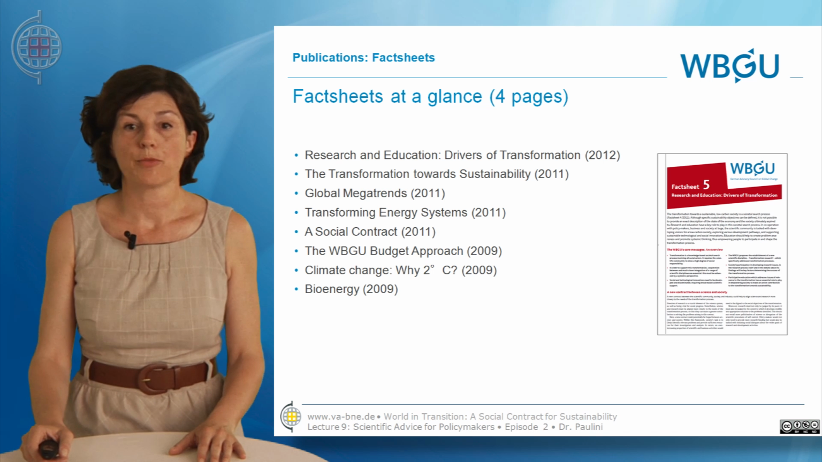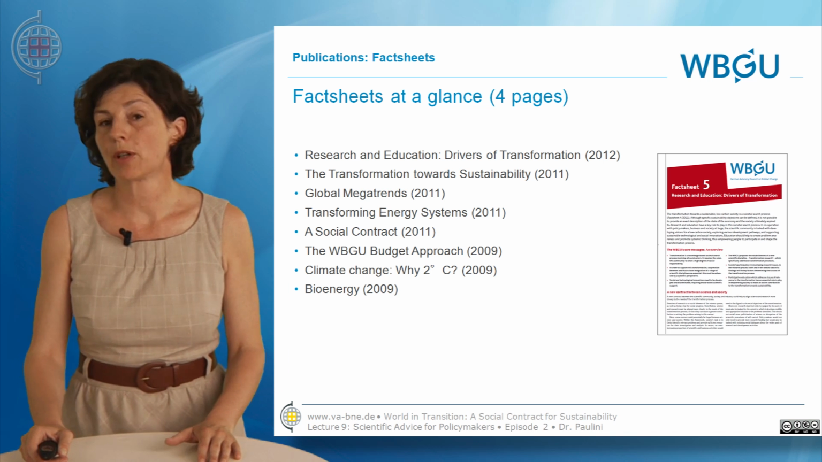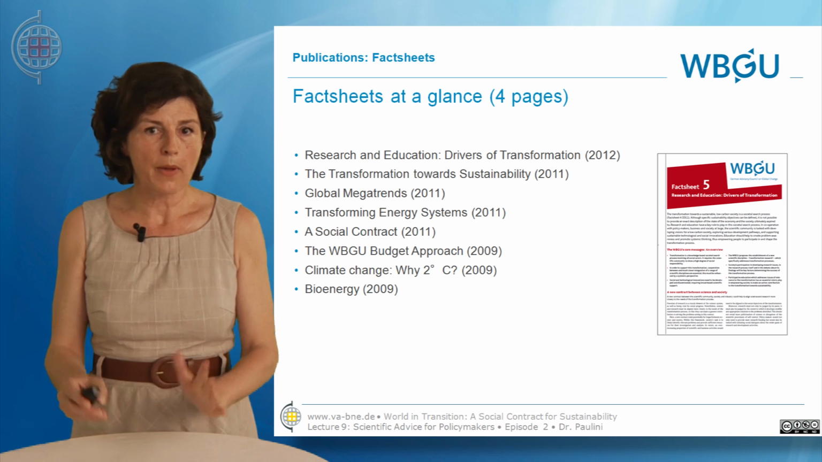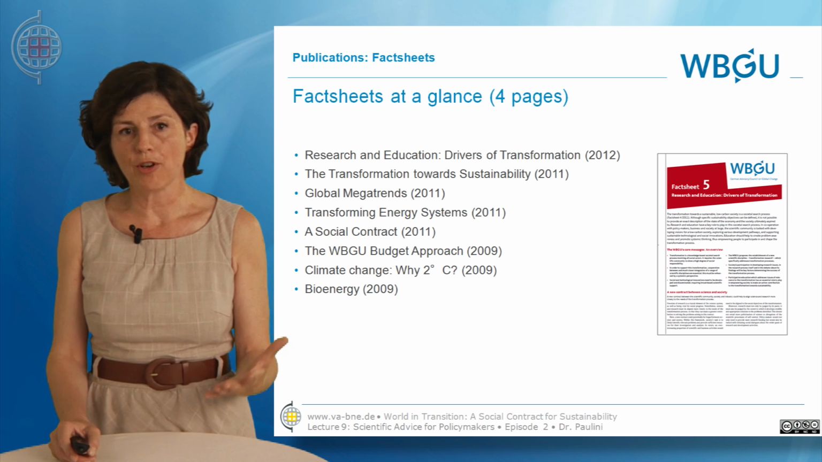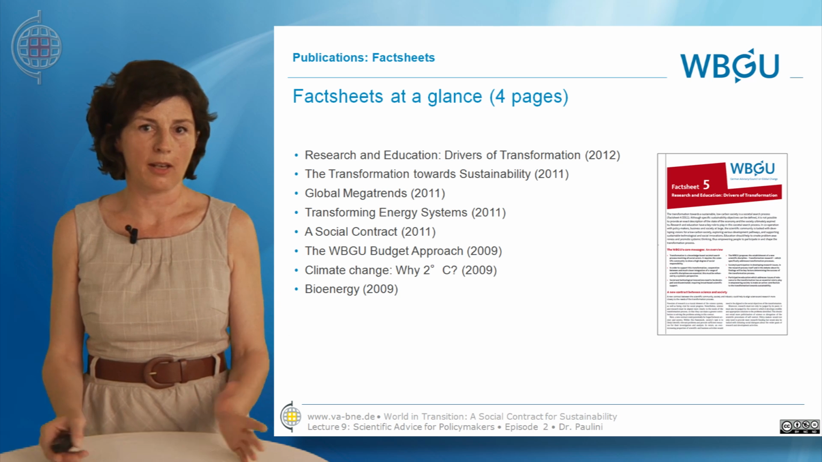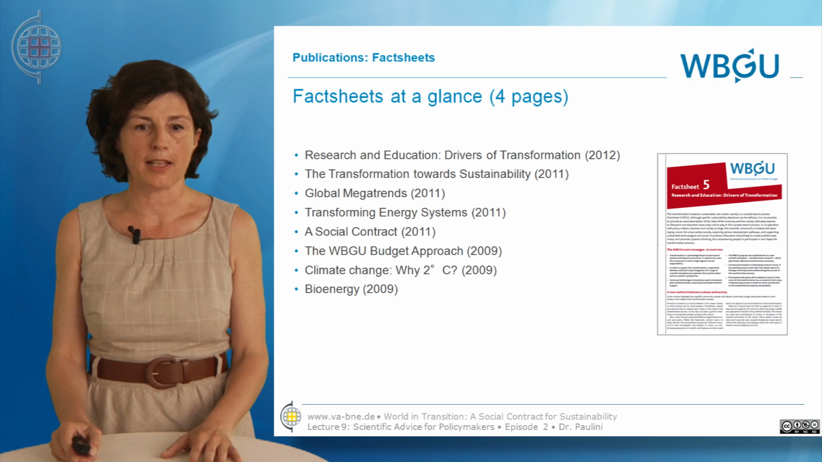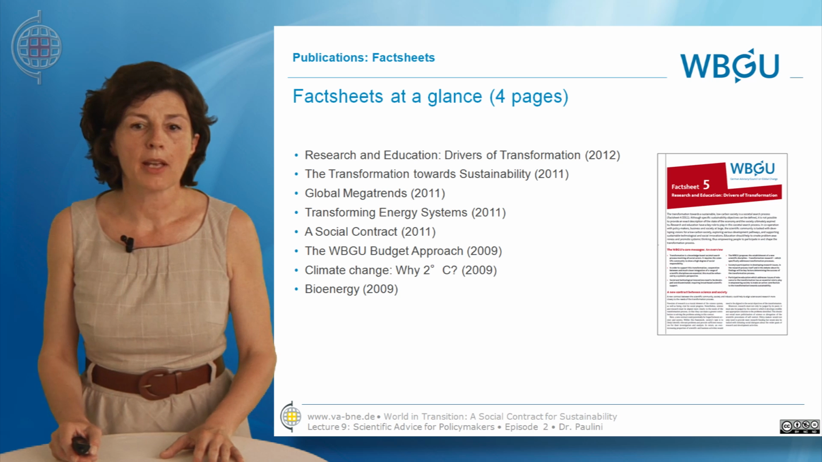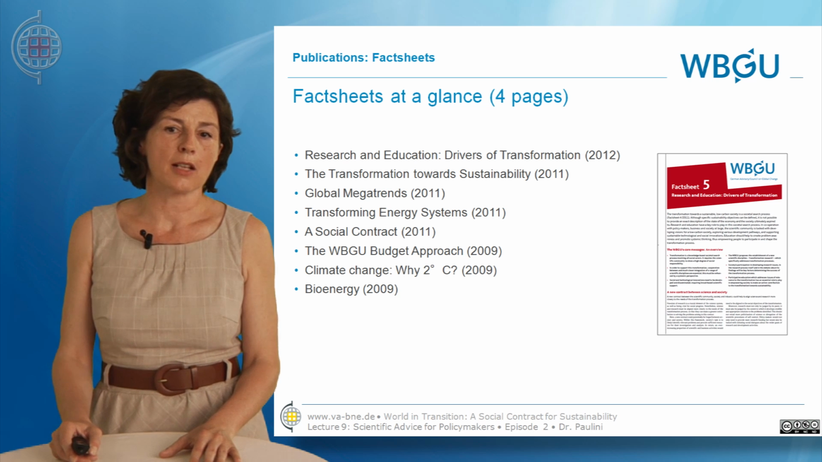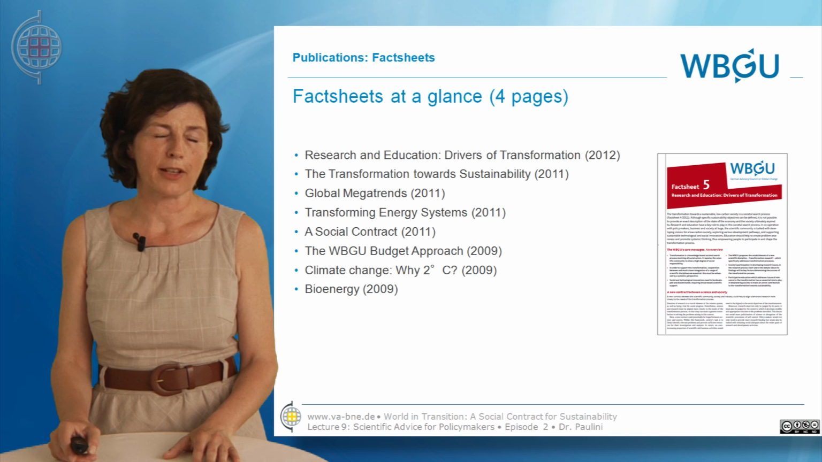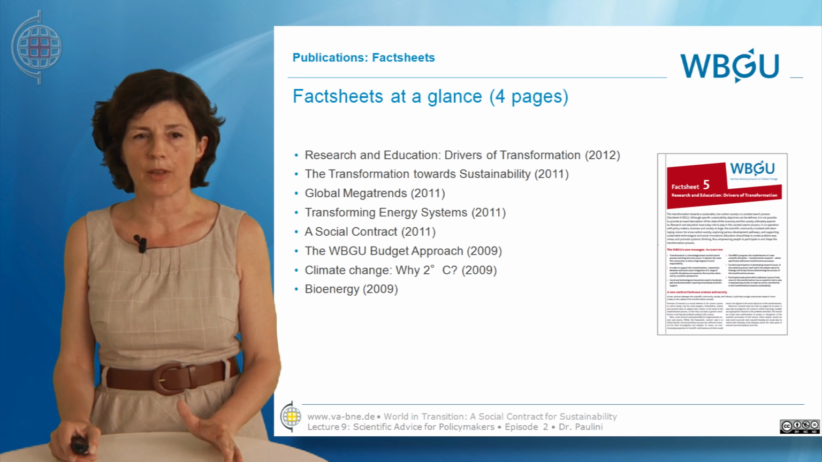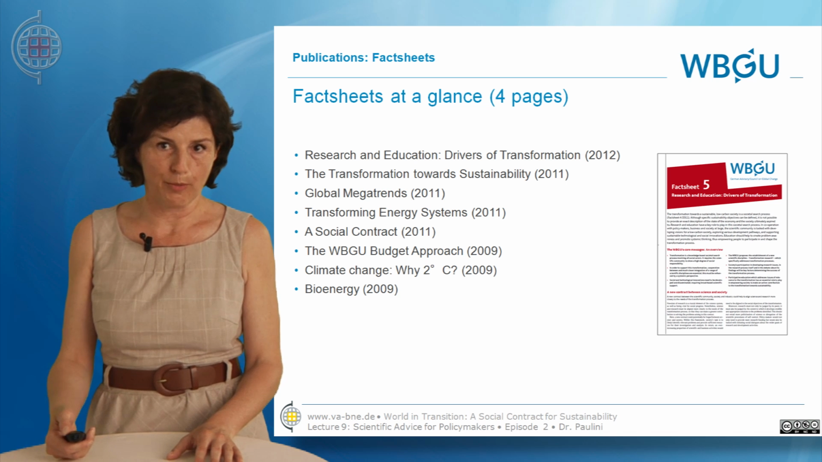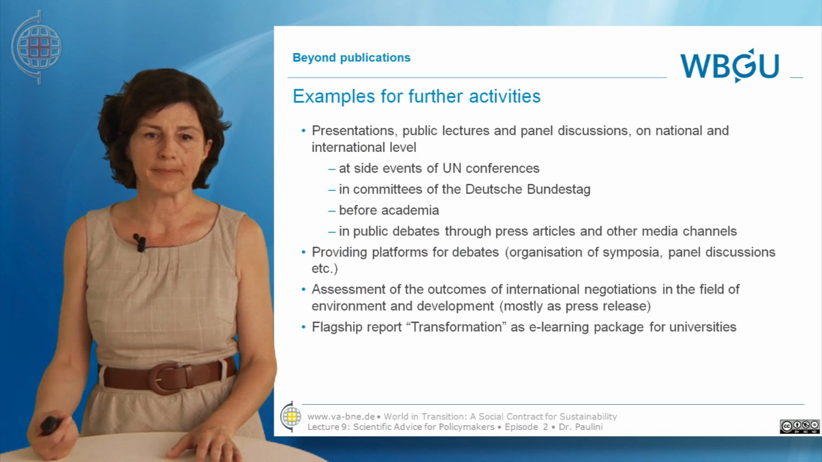The fourth type of product that the WBGU produces is what we call fact sheets. Fact sheets are just 4 pages long, little small papers, and they are supposed to give you an overview over a specific topic in a very short and rather concise way. And in this list, I'm not going to read them all, you see the topics of the fact sheets starting in the year 2009, when the first fact sheet was produced, dealing with bioenergy, with climate change, and with different issues taken from the flagship report, Social Contract for Sustainability.